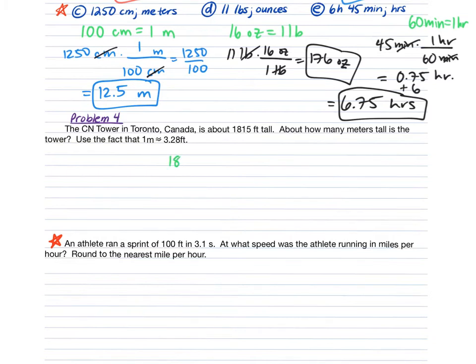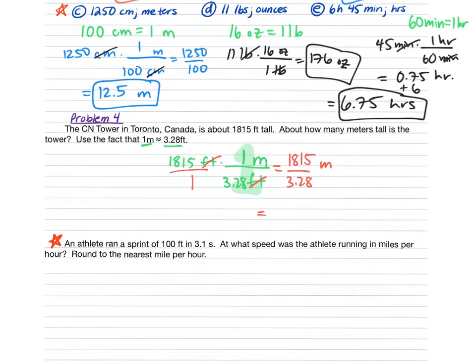We have 1,815 feet. We need to multiply by a conversion factor that is equivalent to 1. We want to get rid of feet, so feet is on the bottom. We want to change it to meters, so we're going to put meters on the top. And our conversion is we have 1 with the meter, 3.28 with the feet. My feet are going to cancel. If we multiply across, we get 1815 divided by 3.28 meters.